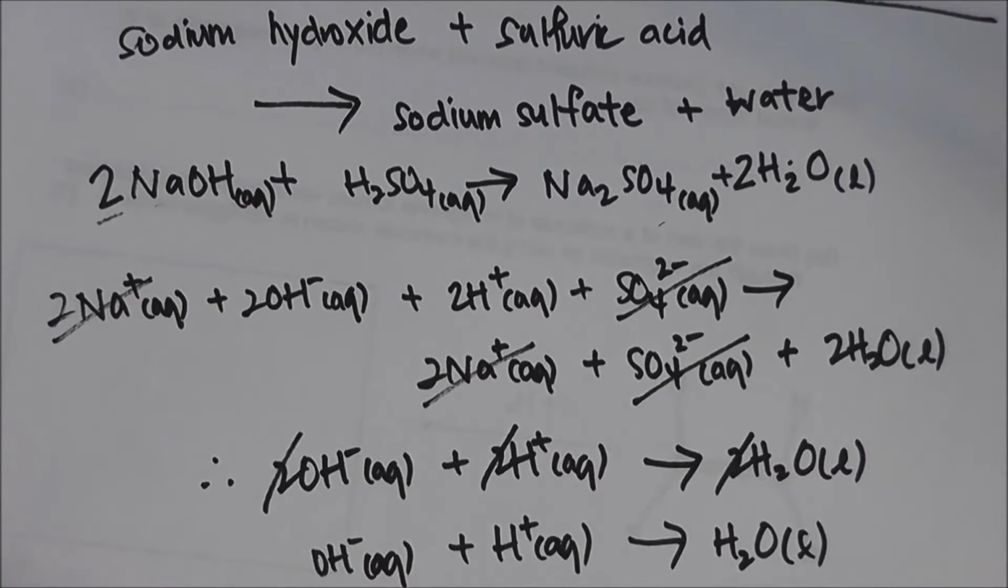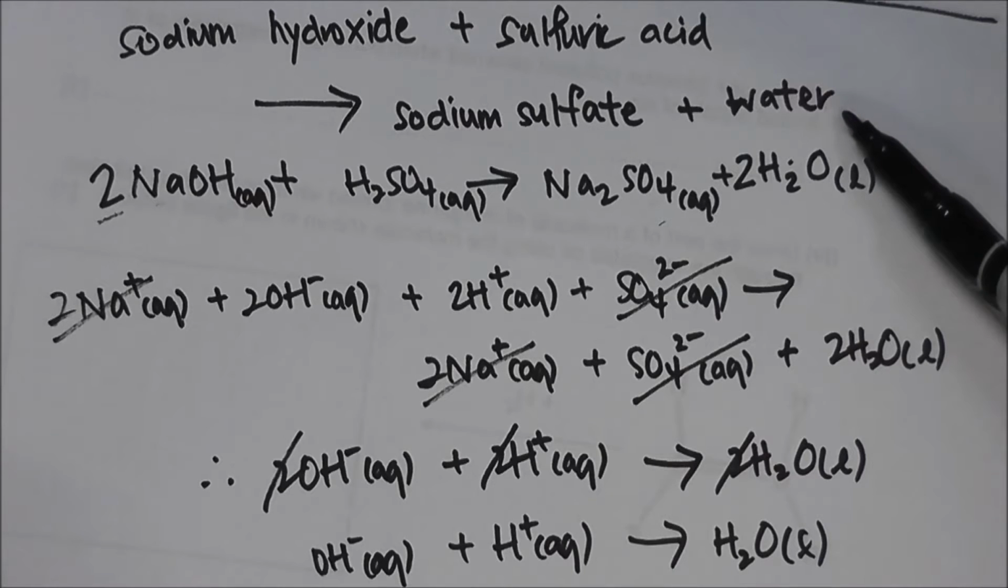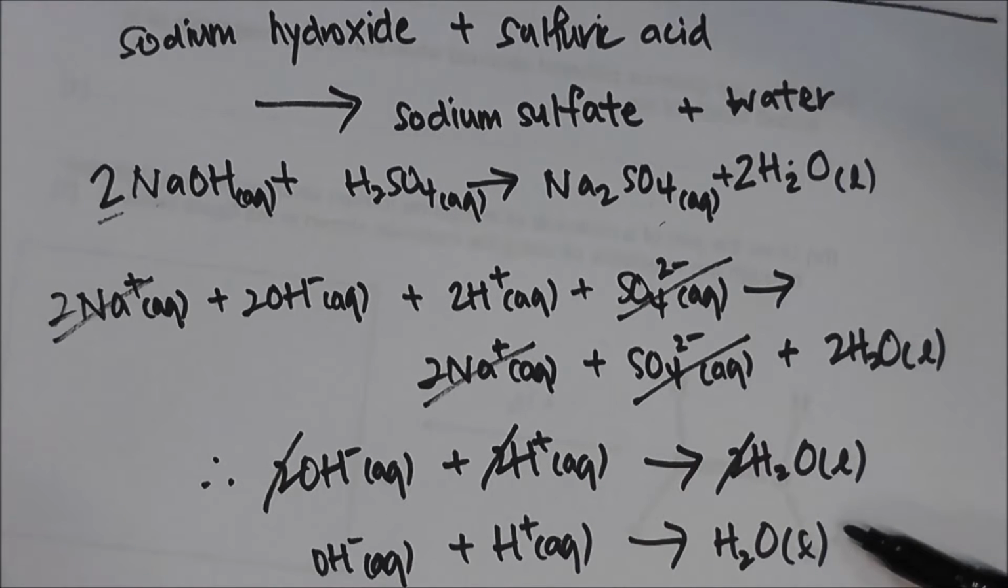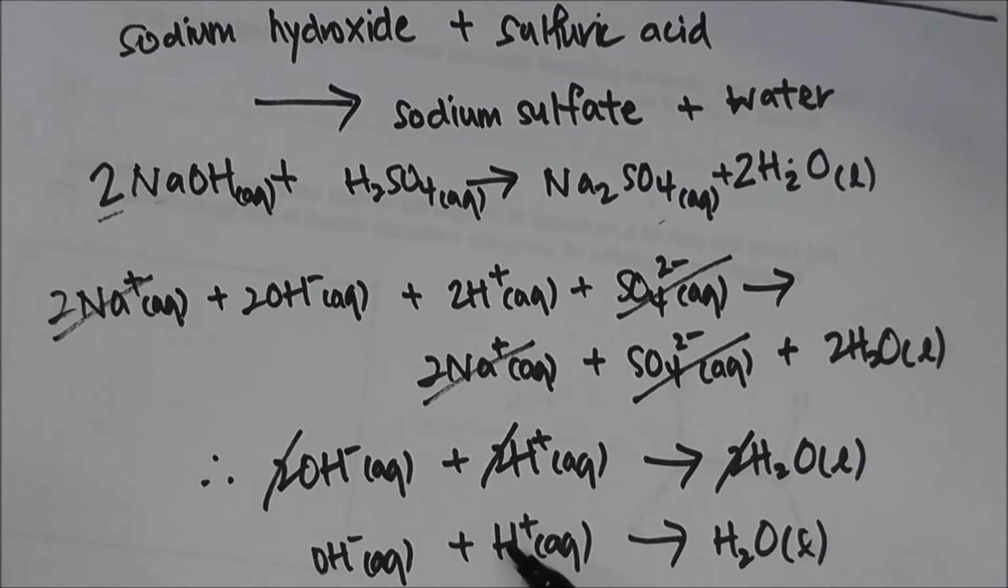This means to show that for all acid-base reactions, especially this kind, whereby you're just reacting an acid and base to give you salt and water, this is the main thing that happens in it, that you basically just form water from the hydroxide and the hydrogen ion.